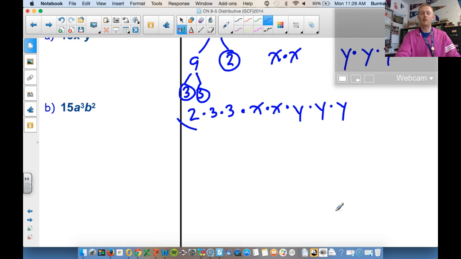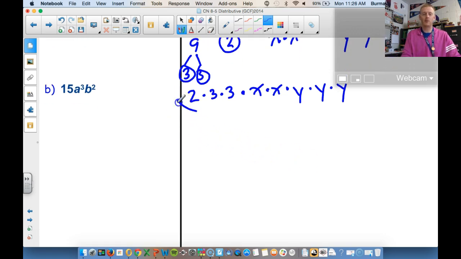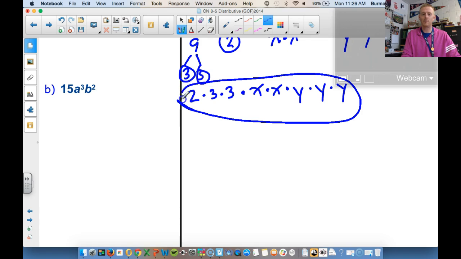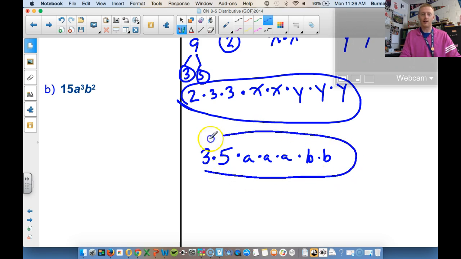So we'll do the exact same thing for example 2 here, or B in example 1. The number 15 can break down into 3 times 5, because these are prime numbers. They cannot be broken down any further. And then we'll have 3 a's because it says a to the third, and we will have 2 b's because it says b to the second. So that turns into this. And that's pretty much what you have to do when the directions say to factor completely.